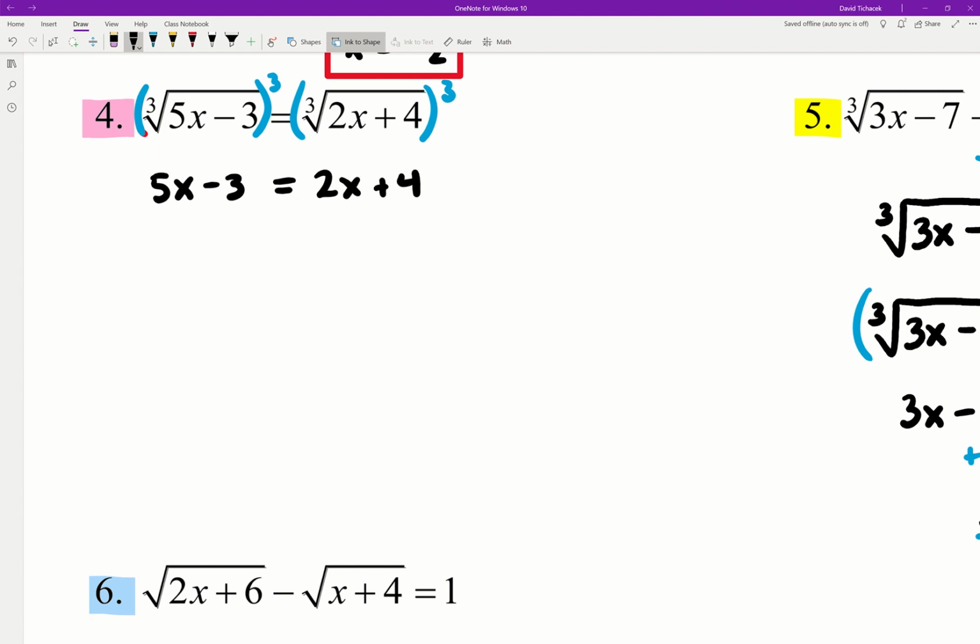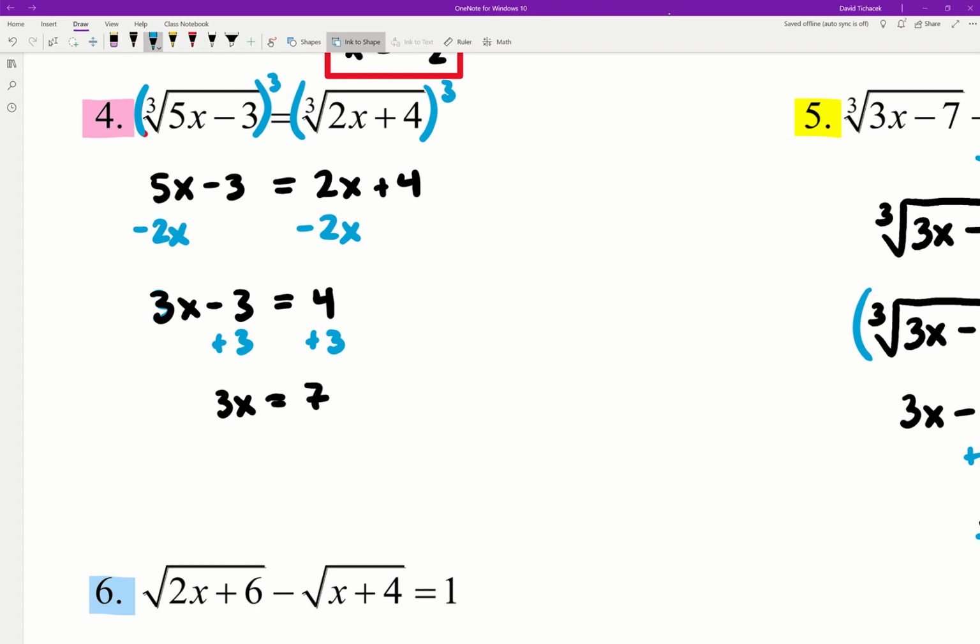And then from here on in, it's just super simple to solve, right? Because we just end up with this nice linear equation here. I might go ahead and subtract 2x from both sides, in which case I'd get 3x minus 3 is equal to 4. Add your 3 to both sides. You would get 3x is equal to 7. And then, of course, divide both sides by 3. And we get ourselves a solution of the fraction 7 over 3 as our result. Okay? So that's not too bad.